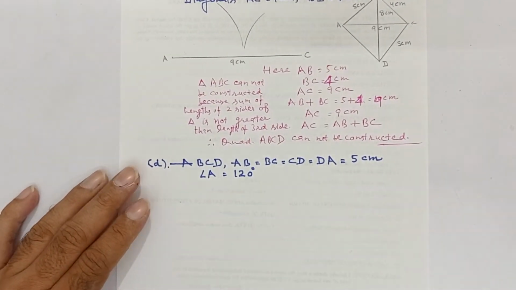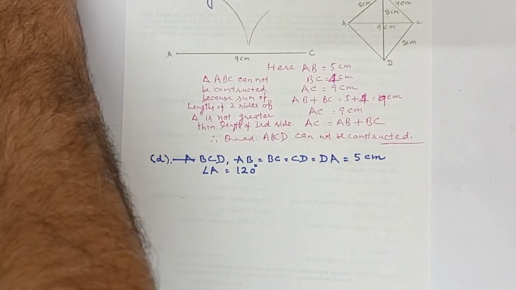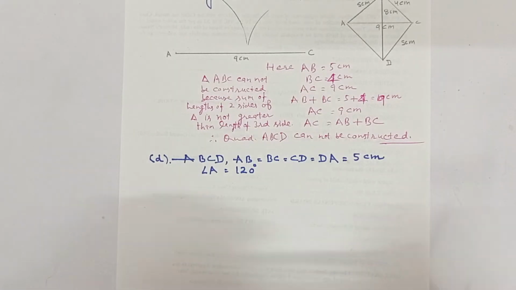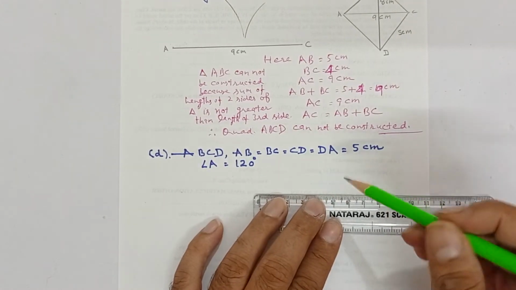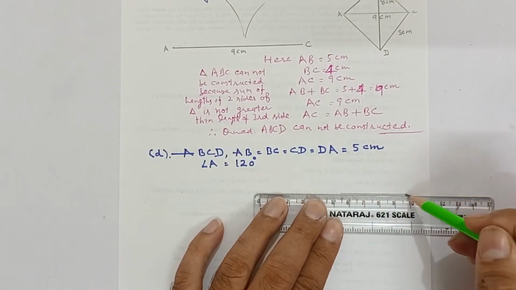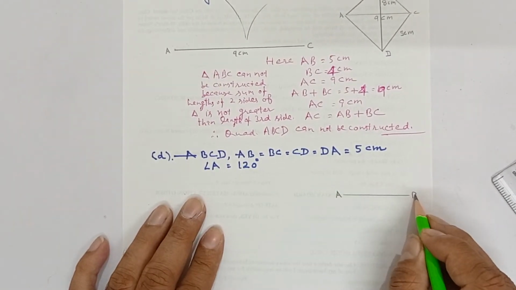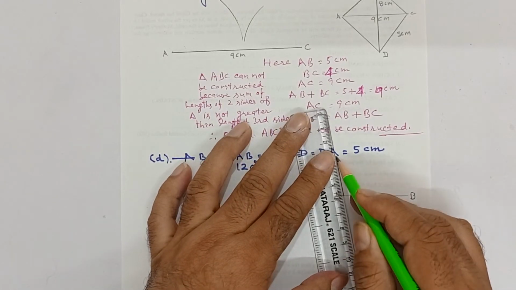Now this question, D part. We are to construct a quadrilateral ABCD in which all the four sides are given, angle A is 120 degree, and further he is asking what type of quadrilateral this is. So here first I am doing a rough sketch. Suppose this is AB. Angle A is 120 degree. It will come like this.